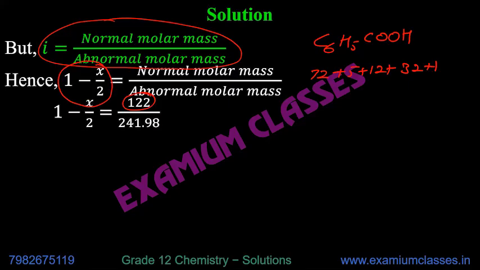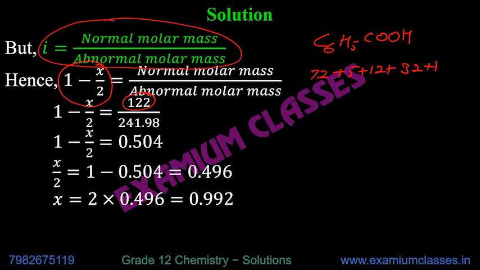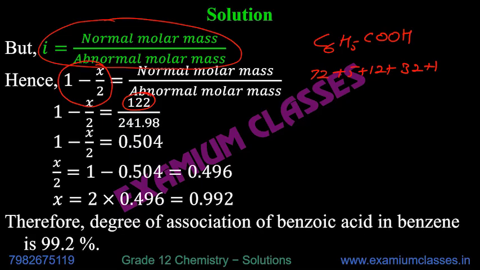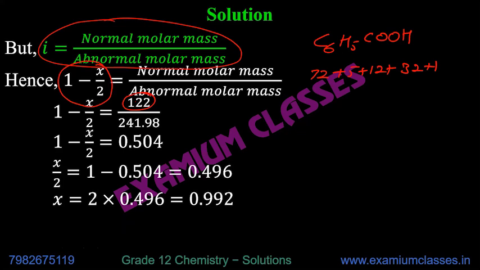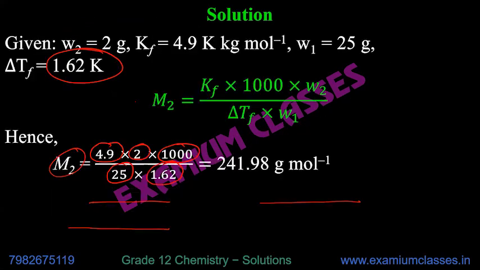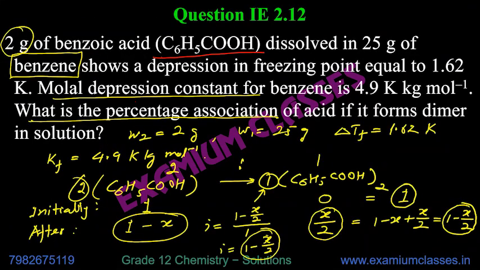So the only unknown now is X. And remember, X is not percentage dissociation. X is just dissociation. So get the value of X from here. And once you get the value of X, you can multiply this by 100 to get the percentage dissociation, because in the question, percentage dissociation was asked. Just I'm explaining it again. Percentage association in this case, not dissociation.